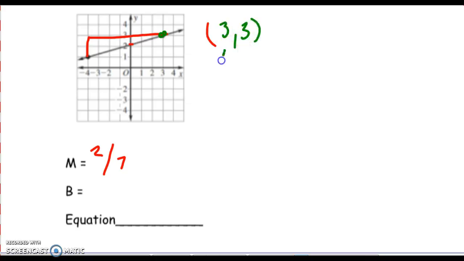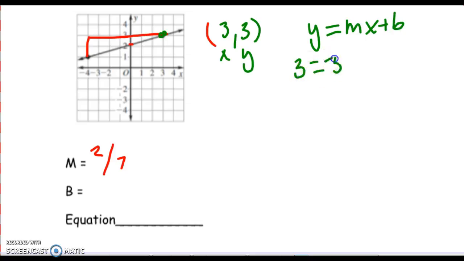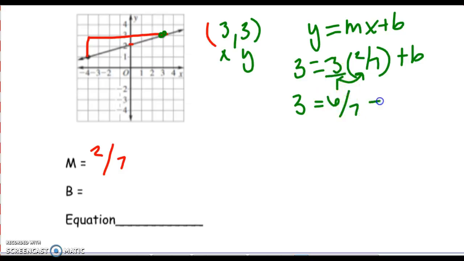So let's plug that in, and remember that's my x and my y. y equals mx plus b. So that would be 3 equals 3 times 2/7 plus b. Oh, and I think I actually switched those around for you guys. You can have those forward or backwards, it doesn't matter. So now 3 equals, if that's 3 over 1, 3 equals 6/7 plus b. I'm going to have to subtract 6/7 from both sides.